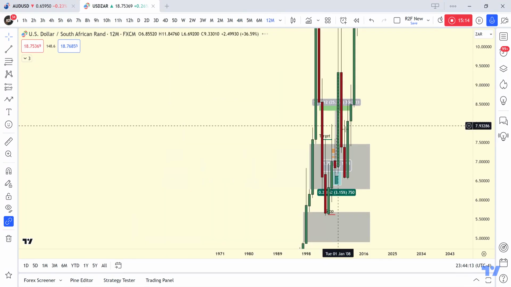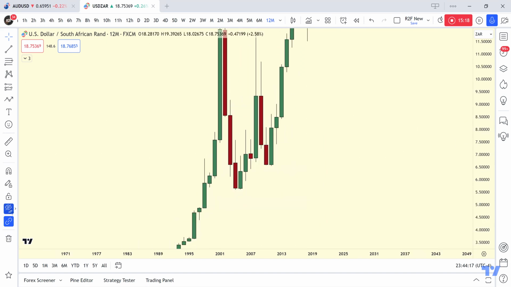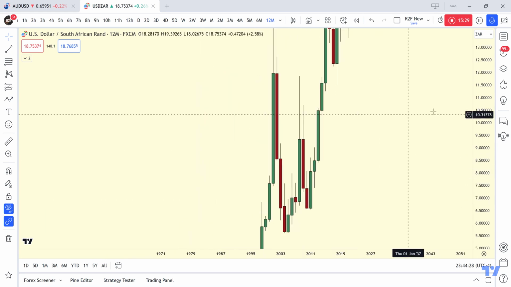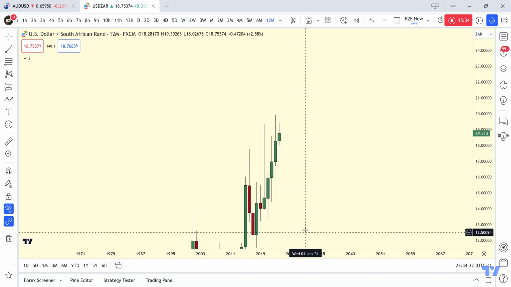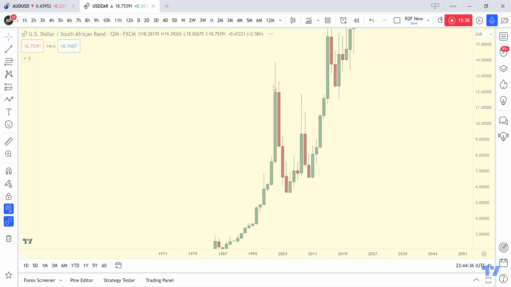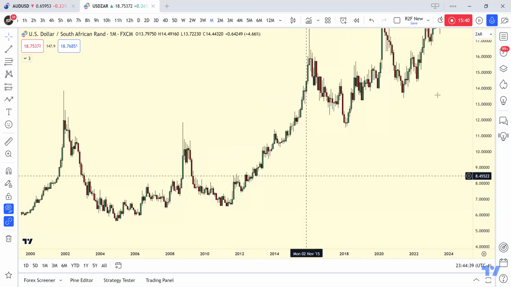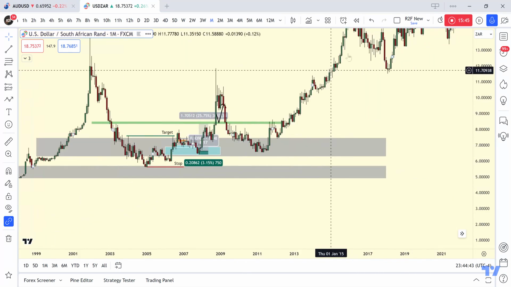Let me go to the 12 months so we have some better context. Inside this 12-month gap, came down into this order block here, below this one, and then just expanded from there. Now, we're at almost 19. Wow. Yes, where are our charts?